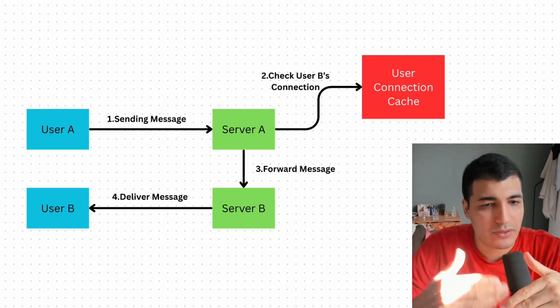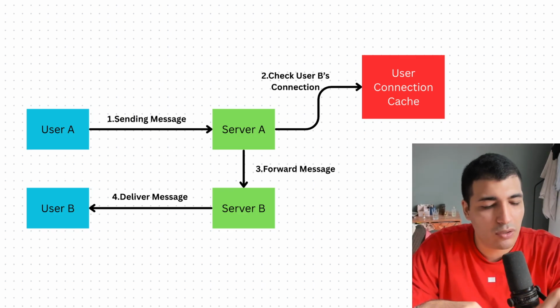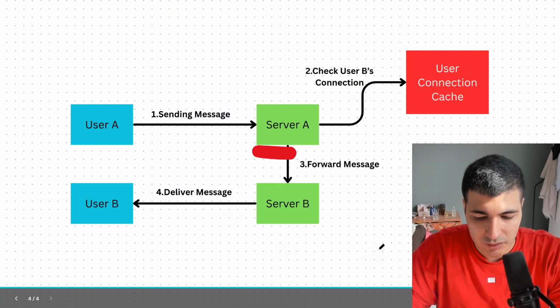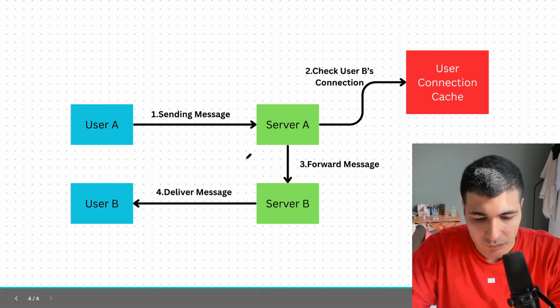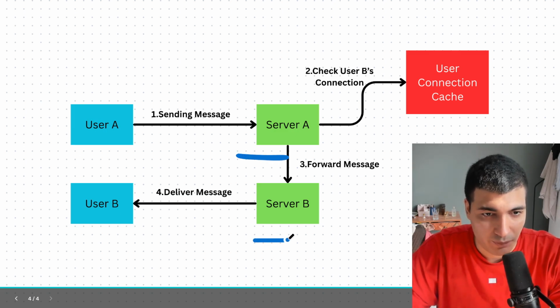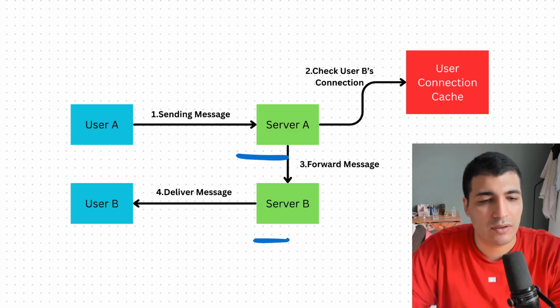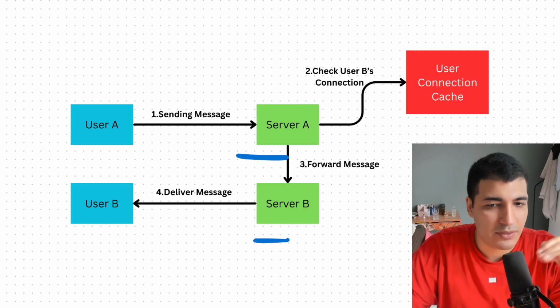When a user opens a chat app, it creates a WebSocket connection to one of the chat servers. Let's say that we have a server A and a server B. So we have server A, we have server B, and user A and user B will have a WebSocket connection, and this connection stays open the entire time the app is active, with no repeated HTTP requests at all.